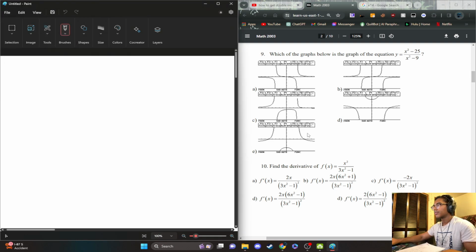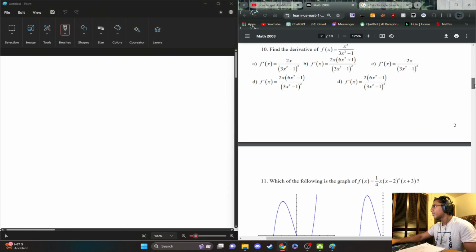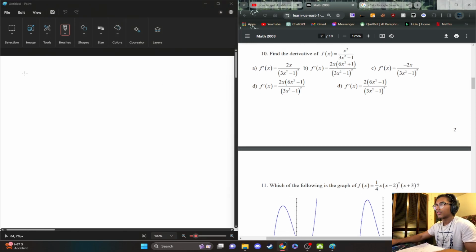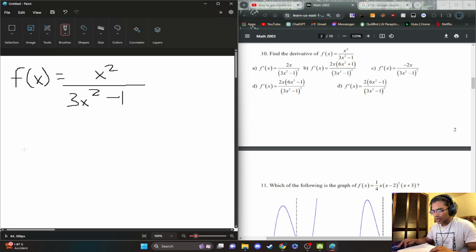Okay, let's get a new paper. All right, find the derivative of this. Normally I would put it into product form, but it's actually a lot of work if you use the product rule. So let's write it out: x squared over 3x squared minus 1. So what you do is you use the quotient rule.